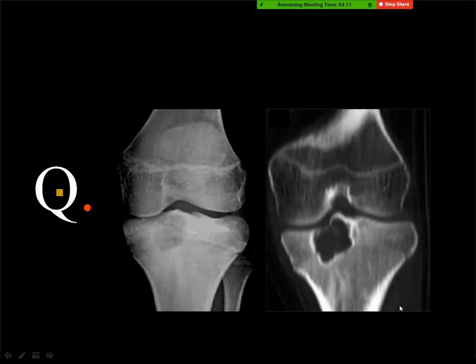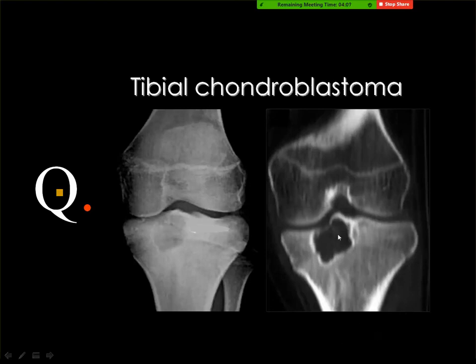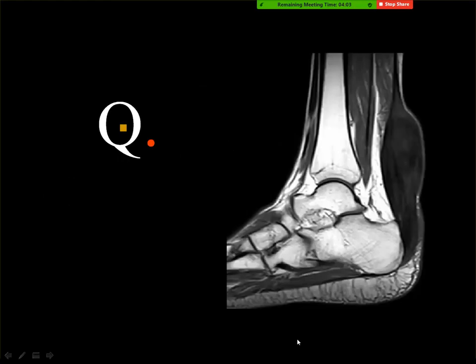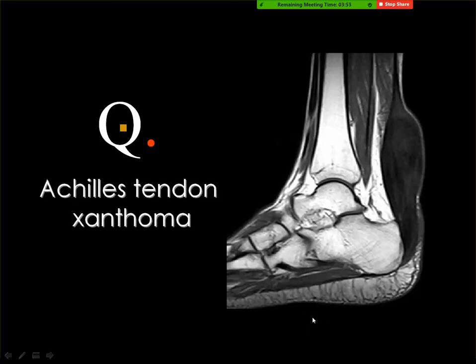It is chondroblastoma. Yes, chondroblastoma in the epiphysis of the tibia, classic appearance with some faint calcification inside. Xanthoma of the Achilles tendon. Very good. Yes, this is the xanthoma of the Achilles tendon. The Achilles tendon is hugely enlarged, and it is of dark signal.